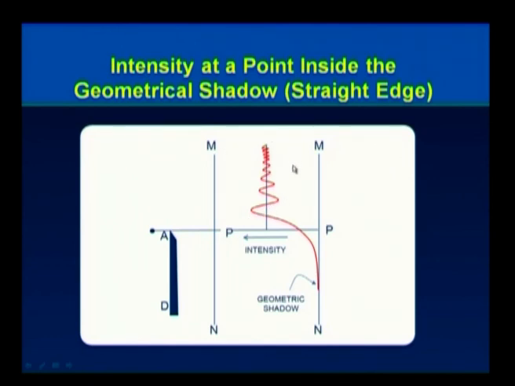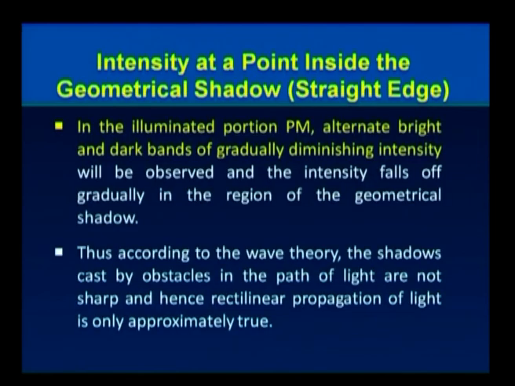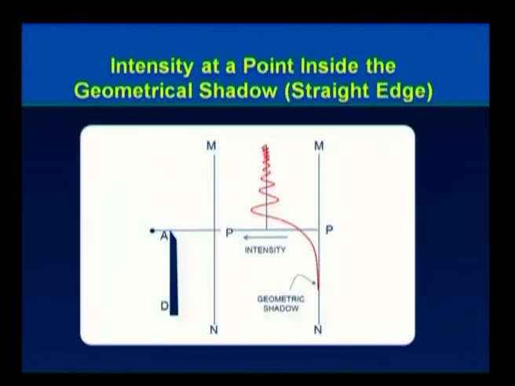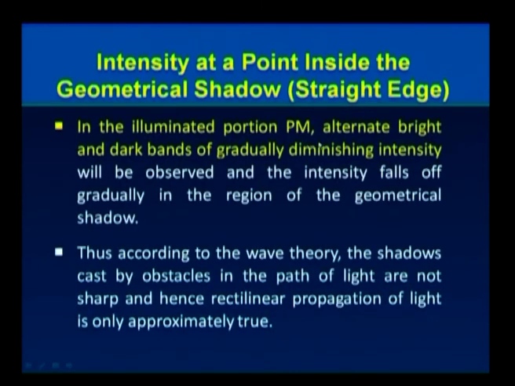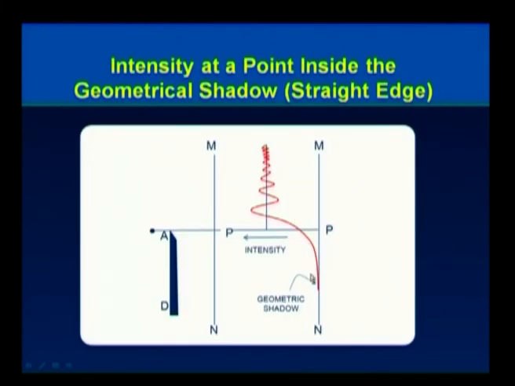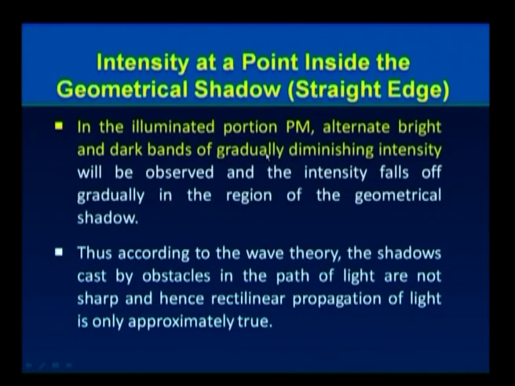You explain the diffraction bands using half period strips, you are constructing half period strips. In the illuminated portion PM, alternate bright and dark bands of gradually diminishing intensity will be observed, and the intensity falls off gradually in the region of the geometrical shadow. So, let us look at the geometrical shadow. It falls off gradually. Above the geometrical shadow region, the intensity goes up and down, the intensity rapidly changes, then it acquires a uniform intensity. That is what I am trying to tell you here.